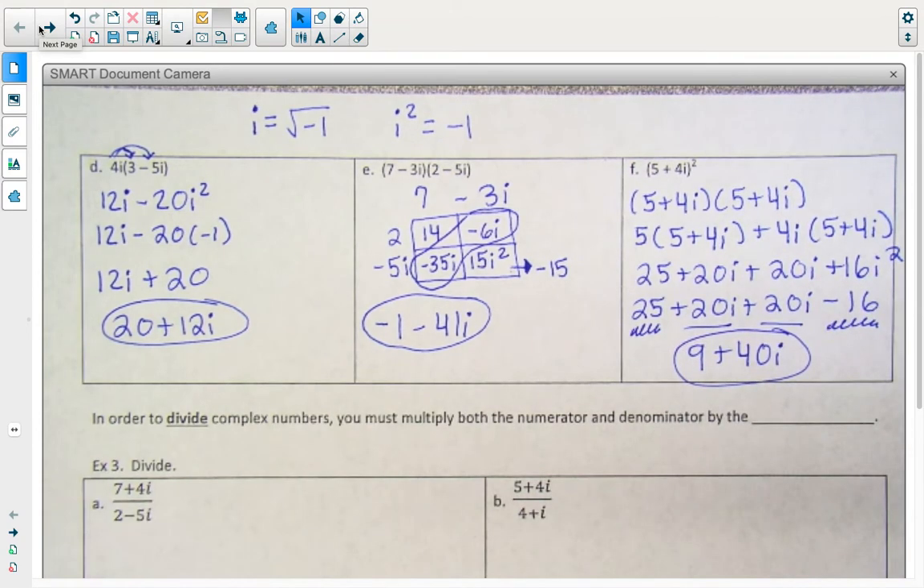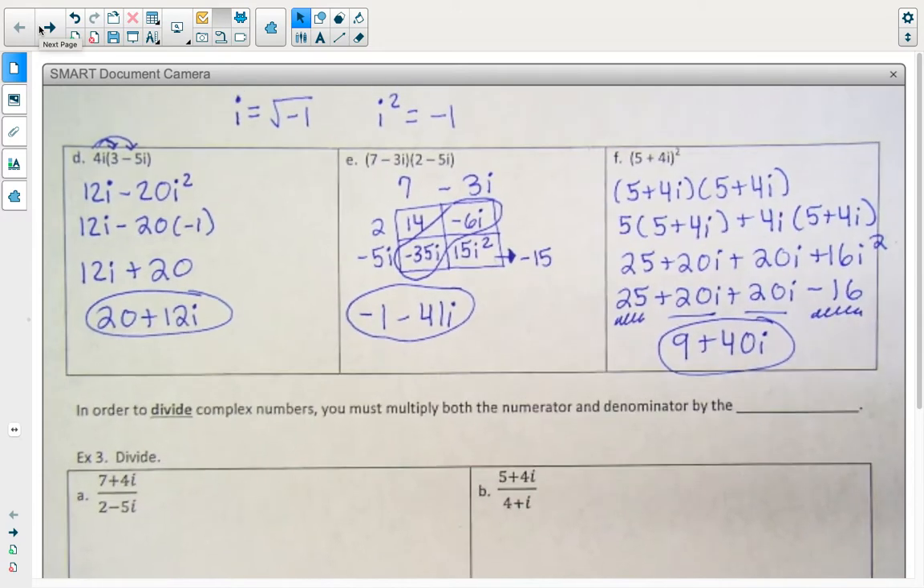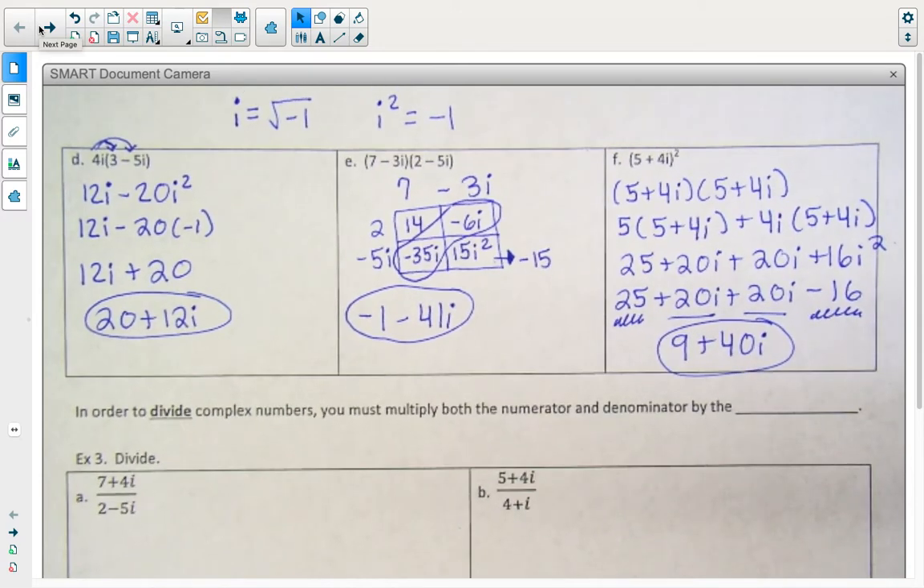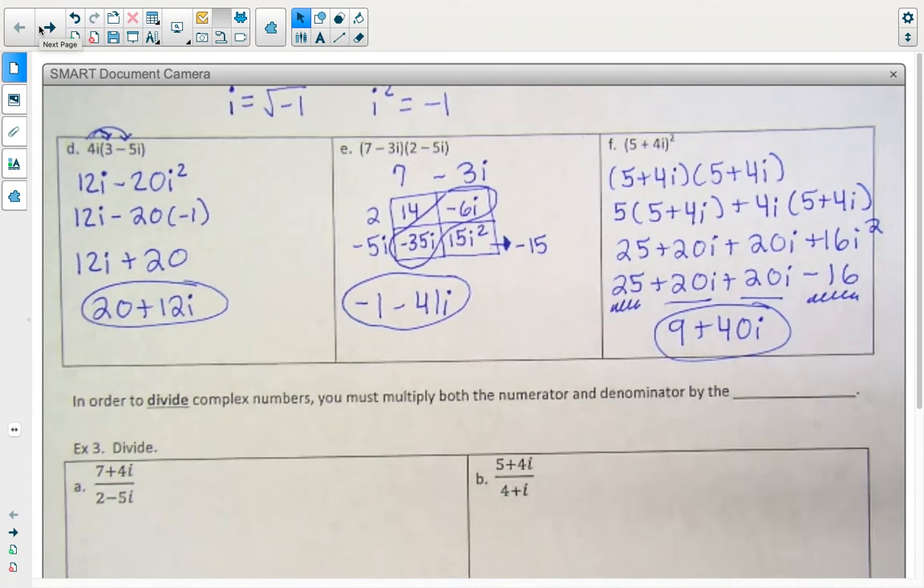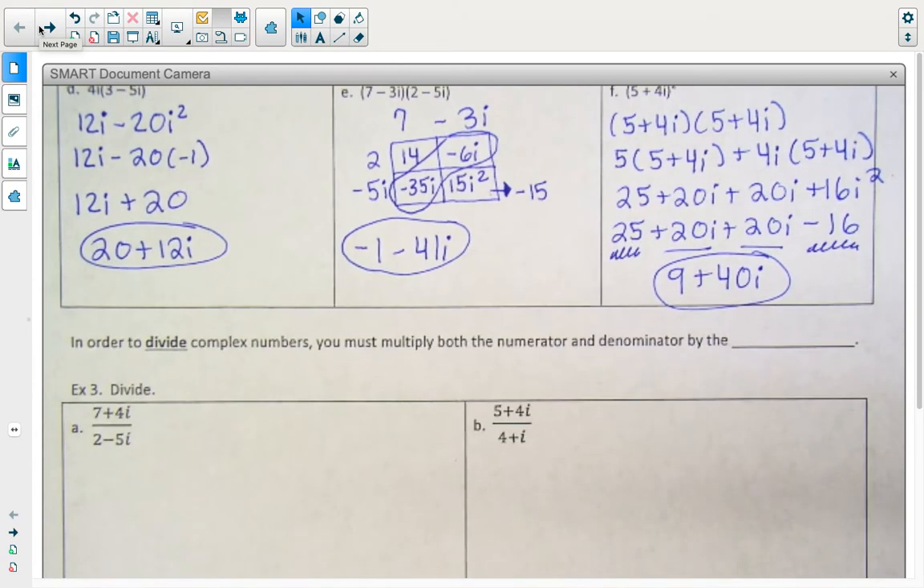All right, so that is multiplying with i. That is us multiplying with the complex numbers. If i squared pops up in your problem, make that -1. If you have a square root of -1 that pops up, make that i. Now, let's get into dividing.